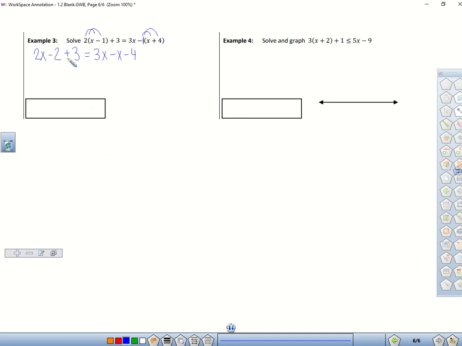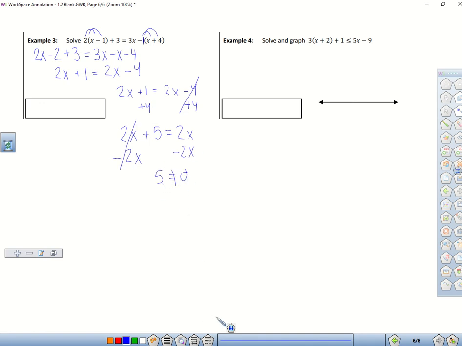Now I'm going to combine like terms on each side. So on this side that leaves me with plus 1, and over here that leaves me with 2x minus 4. I'm just bringing this down so I have room to do the work. Now I'm going to add 4 to both sides. That leaves me with 2x plus 5 is equal to 2x. I subtract 2x on both sides, and I'm left with 5 is equal to 0.